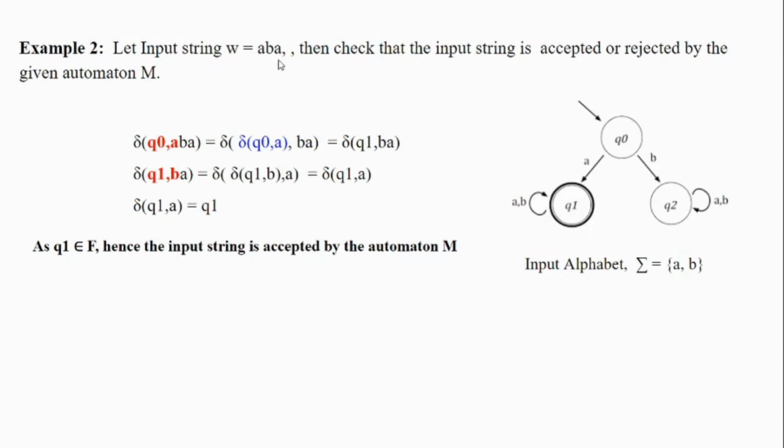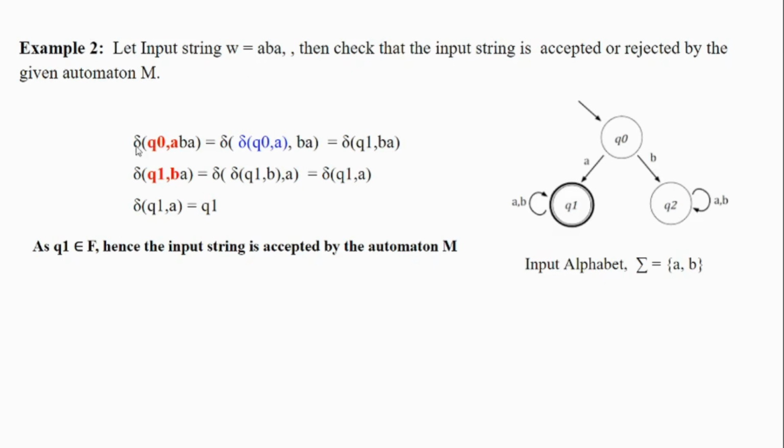The input string given is ABA, and you have to check whether the input string is accepted or rejected by the automaton. In this case you have three states, Q0, Q1 and Q2. The input alphabet is A, B, that is, either A or B will be taken as input. Q0 is the initial state, whereas Q1 is the final state because it is marked by the double concentric circles. Fine. So what you have to do is process the input string first.